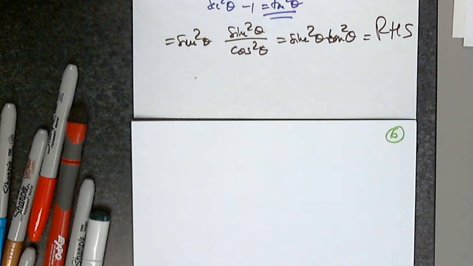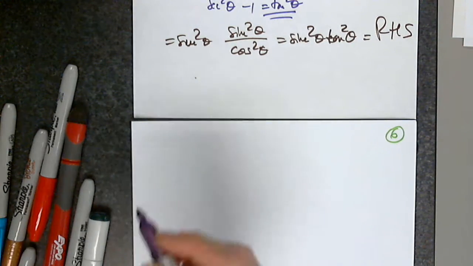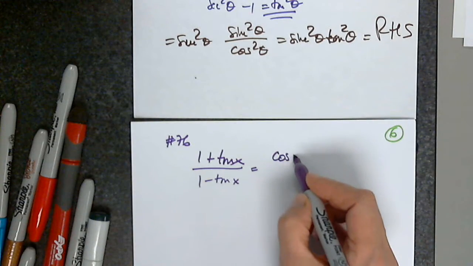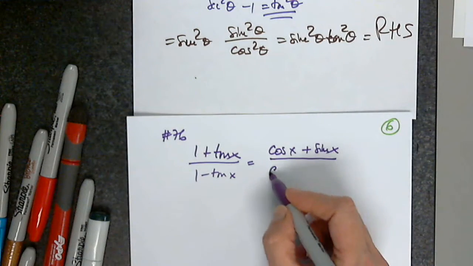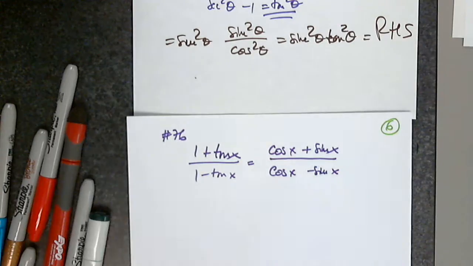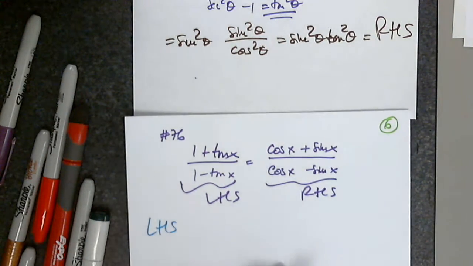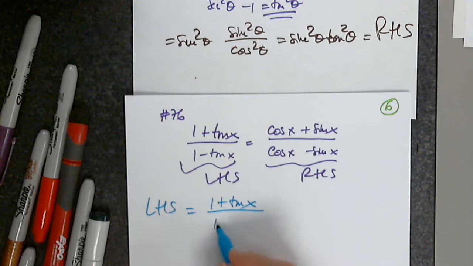Good. Next problem. Anything you'd like to pick, 29 through 90. 76. Very good. 1 plus tangent x over 1 minus tangent x equals cosine x plus sine x divided by cosine x minus sine x. Here's our left-hand side. Here's our right-hand side. Now the question is, let's take a look at these two and say, I think that such and such side is more difficult or more complex. I would start with a more complex one. I completely agree, because I may not know what to do to cosine plus sine, or cosine minus sine. There are some procedures, but yes, I would definitely start from the left-hand side again. So I will have to write LHS equals 1 plus tangent x over 1 minus tangent x.